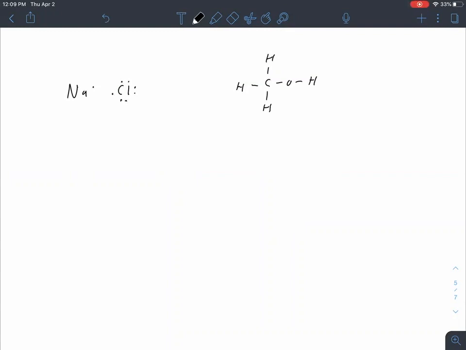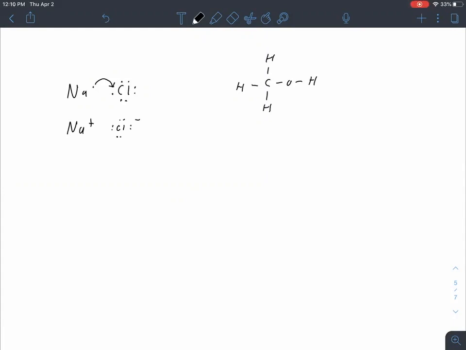What happens in ionic is an electron from one atom is taken by or given to another atom. So in this case, Na would lose an electron to Cl, forming a Na+ cation and a Cl- anion. And now that this Na has a positive charge and the Cl has a negative charge, the attraction between that positive and negative charge is going to bring those 2 atoms together, forming our ionic bond.